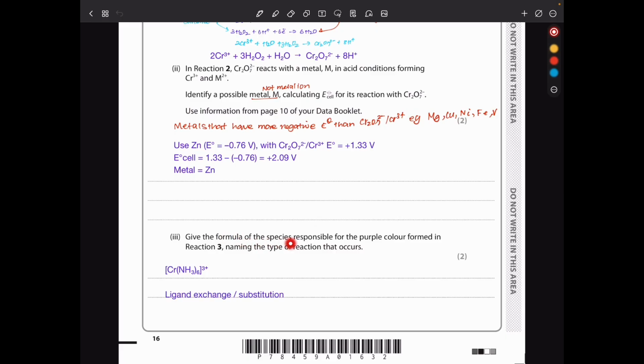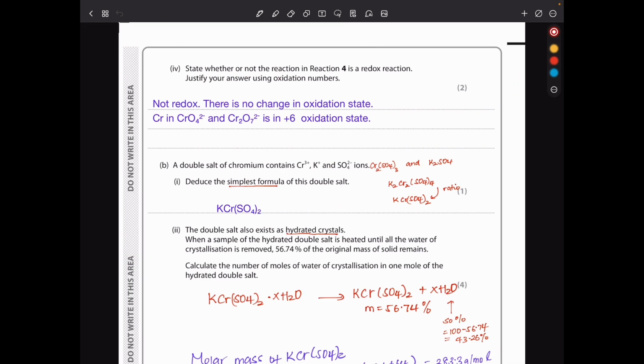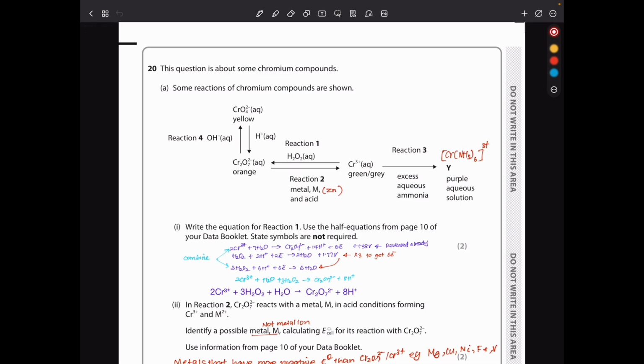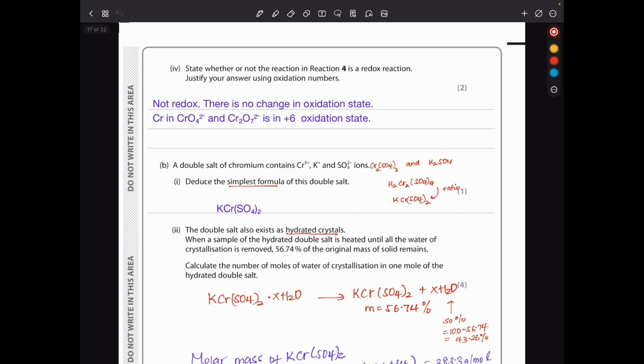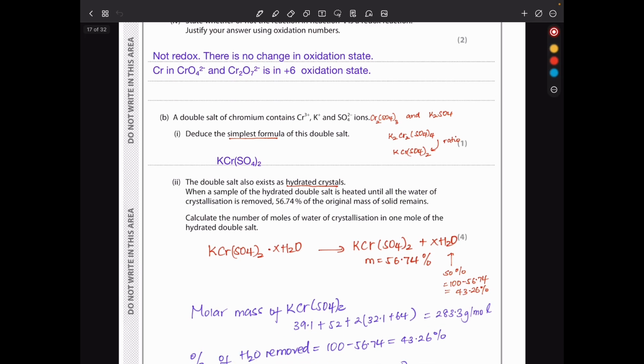Then they say give the formula of the species responsible for the purple color formed in reaction 3, naming the type of reaction that occurs. I've already written up there. This is the ligand substitution reaction or ligand exchange, and this is the product that is going to be formed. Then state whether or not the reaction in reaction 4 is a redox reaction and justify your answer. If we go back to reaction 4, this is not redox. This is +6 oxidation state, and that is +6, so not redox. There is no change in oxidation state. Chromium in chromate 6 and of course chromium in dichromate 6 are both +6 oxidation state.